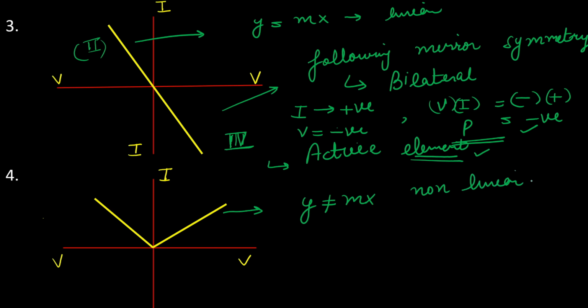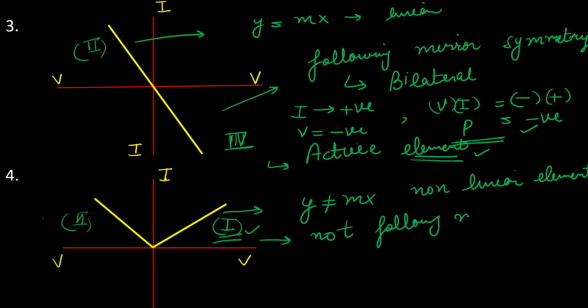Non-linear element. The next one we have is, as you can see, the second quadrant and the first quadrant are not following mirror symmetry. It means that this particular element is unilateral in nature.